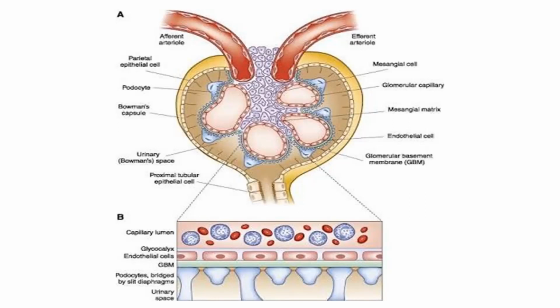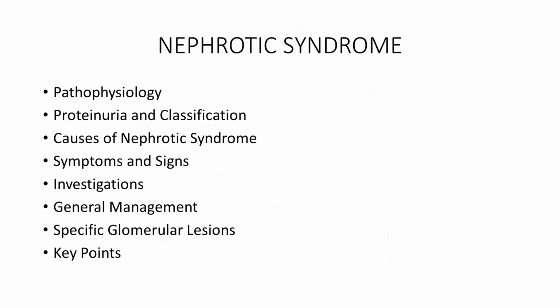Okay. Once you understand this thing, I have told you the features of the clinical syndrome of nephrotic syndrome. And where is the basic fault? It is the disruption of the filtration barrier consisting of endothelial cells, podocytes, and the glomerular basement membrane. This is what the basic thing is.